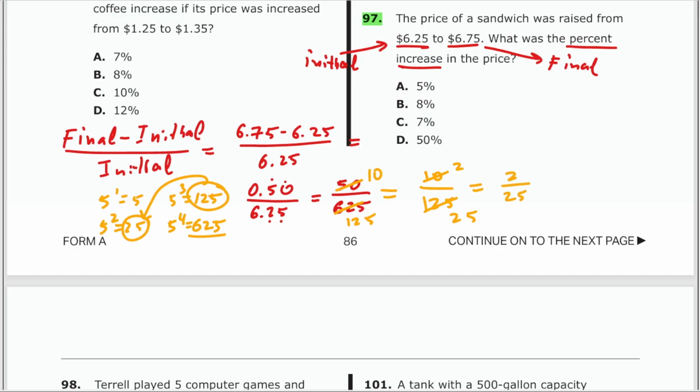Now, from here on, we need to turn the bottom into 100. How? Multiply both top and bottom by 4, because this will turn into 100. So this is 8 on top. On the bottom, we have 100, so therefore that's 0.08. 0.08 is the same thing as 8%. The answer is B. That's it.